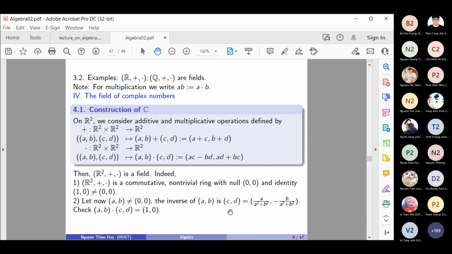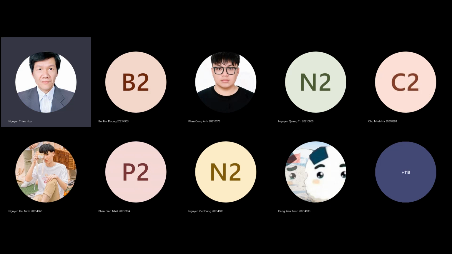But I will tell you how to obtain (c,d). Because we have the whiteboard here, I will compute on the whiteboard in an easy way to show you how to obtain this inverse of (a,b). Look at this. Again, I will do the last property of a field now.